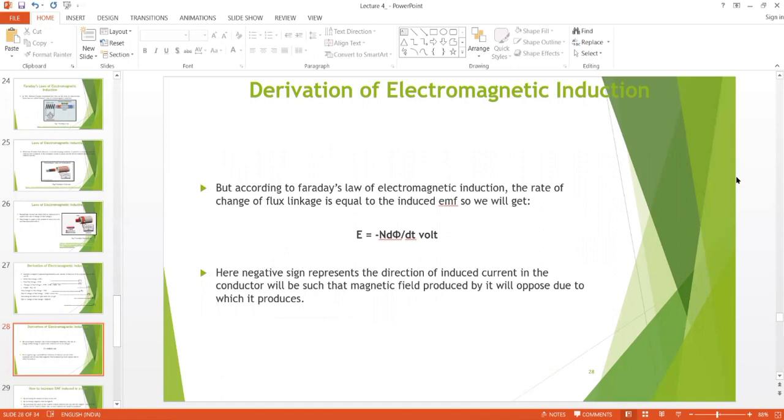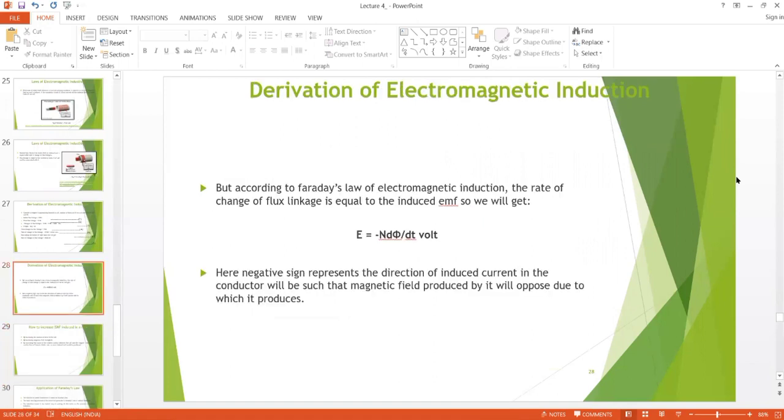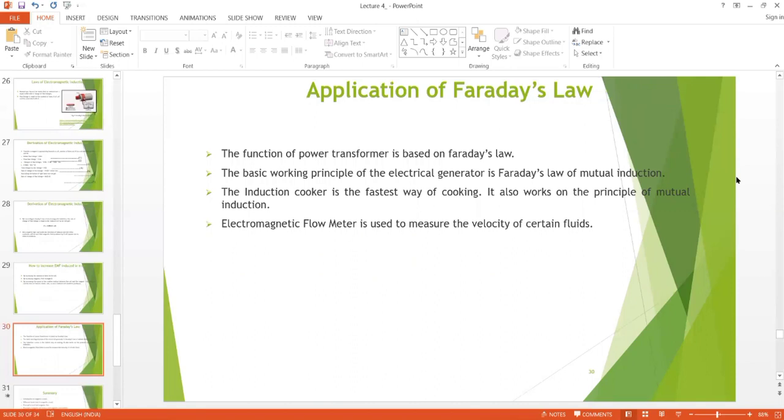So this is Faraday's law of electromagnetic induction, where the rate of change of flux linkage is equal to the induced EMF. So we get E is equal to minus N d phi by dt. And the third law is Lenz's law, which explains the negative sign. So how can we increase the induced EMF? By increasing the number of turns or by increasing the magnetic field, so that d phi would increase.